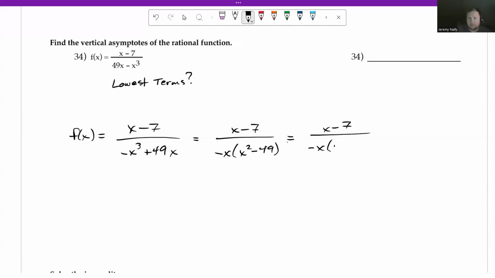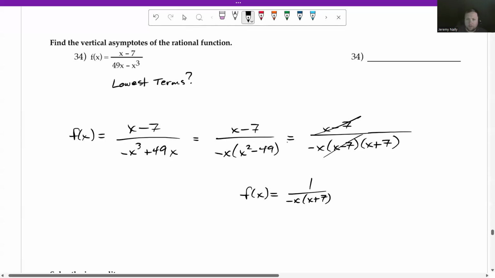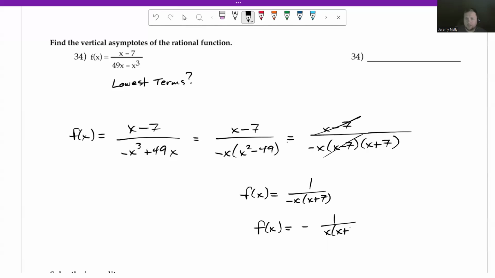And I see that's the difference of two squares. So the difference of two squares factors to x minus 7 times x plus 7. And I can see that these cancel each other out. So f of x can be rewritten as 1 over negative x times x plus 7, or maybe a little bit nicer, negative 1 over x times x plus 7.